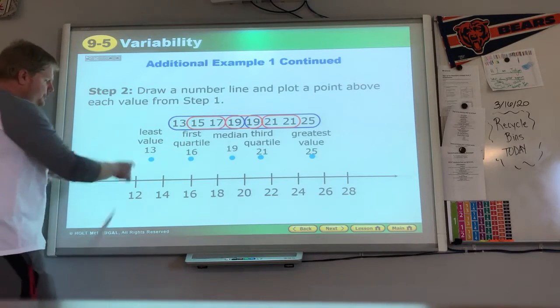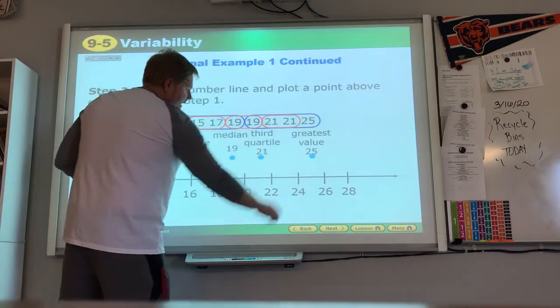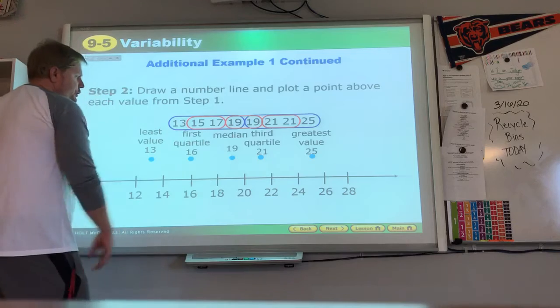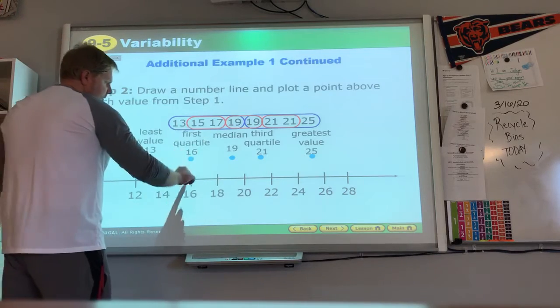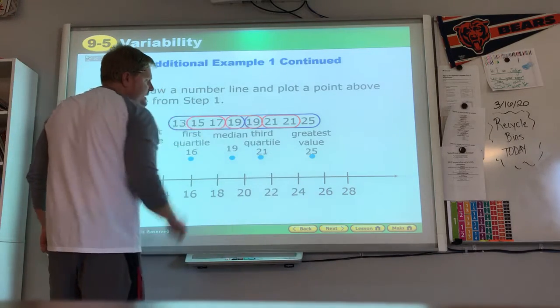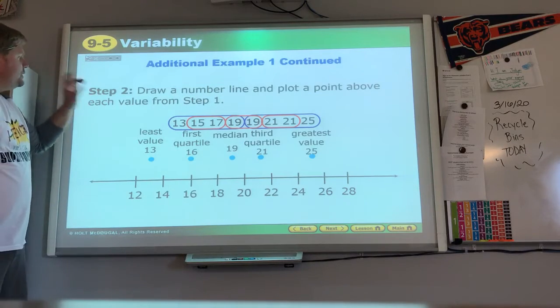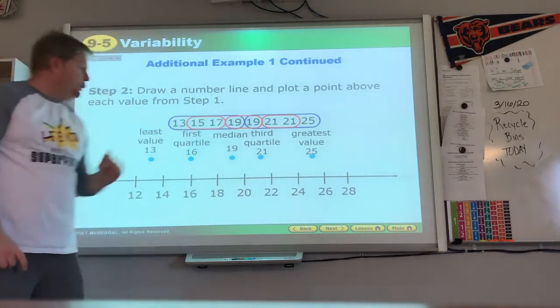Okay, 13 was your least value, 25 was your greatest value. Median was 19. First quartile was 16. Second quartile, that median of the second half, was 21. So now we've got those. Knowing what each one is important.